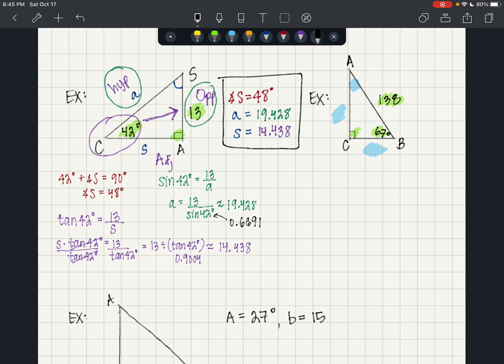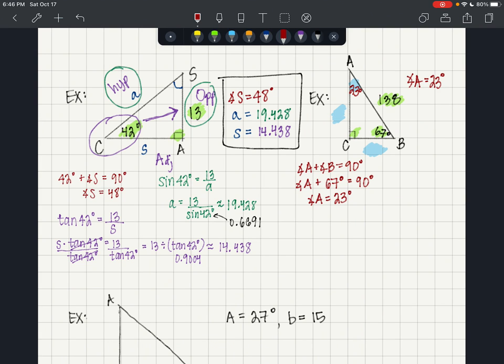So I need to find the measure of angle A. Now remember, angle A plus angle B will equal 90 degrees. So angle A plus 67 degrees is equal to 90. So that's going to give us a measure of 23 degrees for angle A.